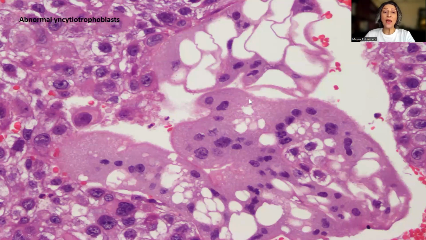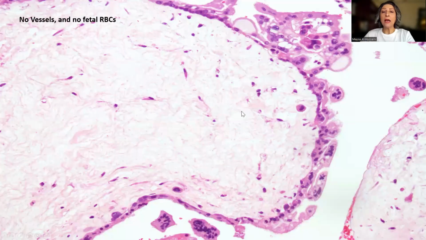Number three, the syncytial trophoblast in particular appear to be abnormal with cystic spaces within them. So this is one big cell, this is another, perhaps multiple cells, but all contain these abnormal spaces and shapes of the syncytial trophoblast.